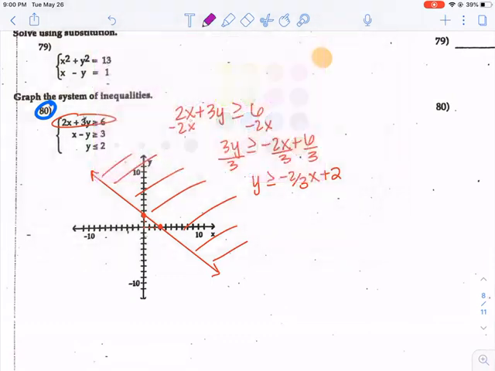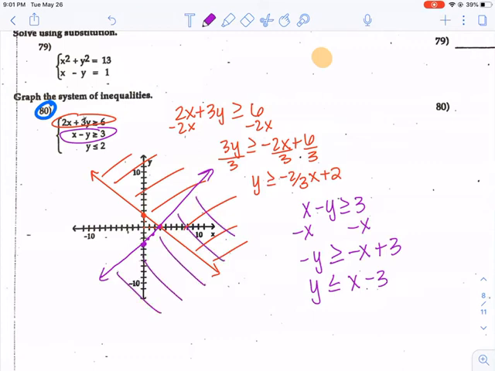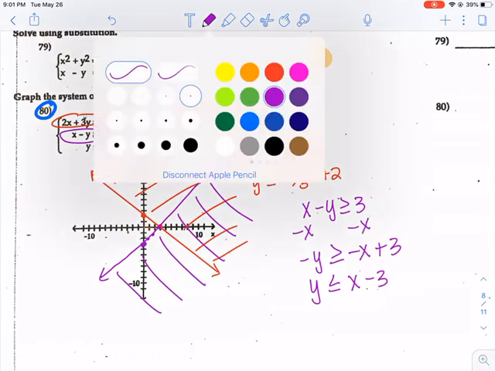Second line, x minus y greater than or equal to 3. So solve for y. So minus x. Negative y is greater than or equal to negative x plus 3. I don't want negative y, I want positive y, so multiply by negative 1, which is going to flip your inequality sign. So now you have y is less than or equal to x minus 3. The y-intercept is negative 3. Slope is 1, so up 1 over 1. Okay, and that's also a solid line. And we are less than or equal to. Okay, and then we have one more to graph.